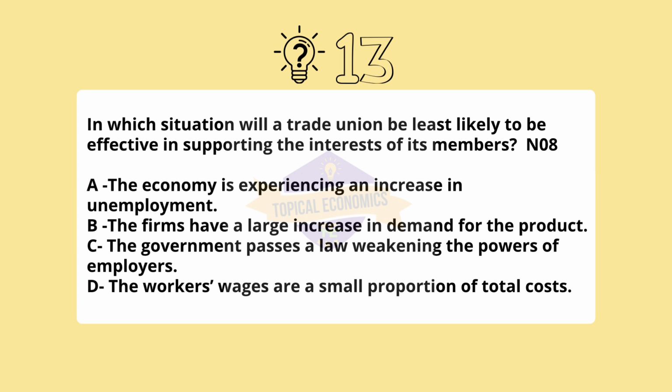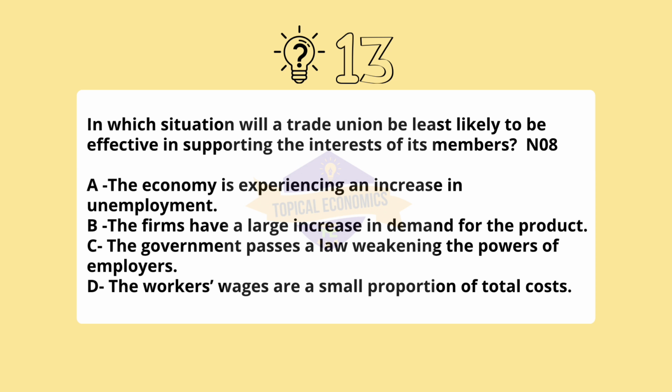Coming to question number 13. In which situation will a trade union be least likely to be effective in supporting the interests of its members? This is from November 2008. Options are option A, the economy is experiencing an increase in unemployment. Option B, the firms have a large increase in demand for the product. Option C, the government passes a law weakening the powers of the employers. And option D, the workers' wages are a small proportion of the total costs.